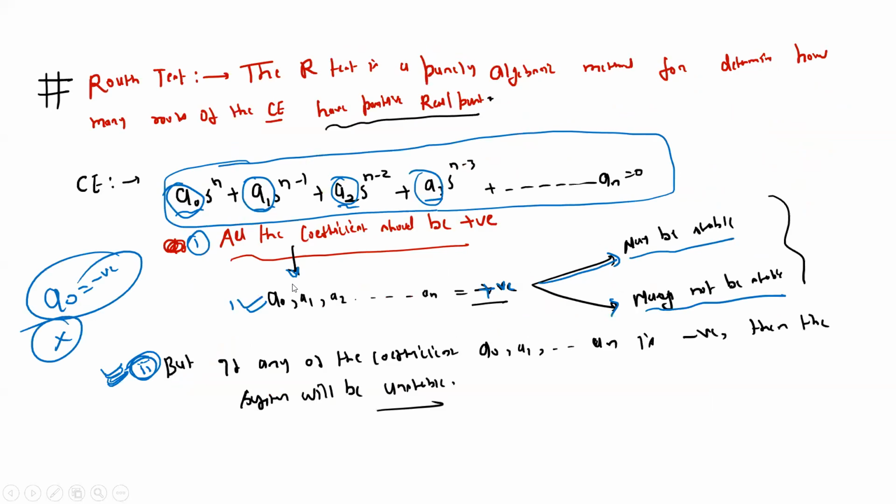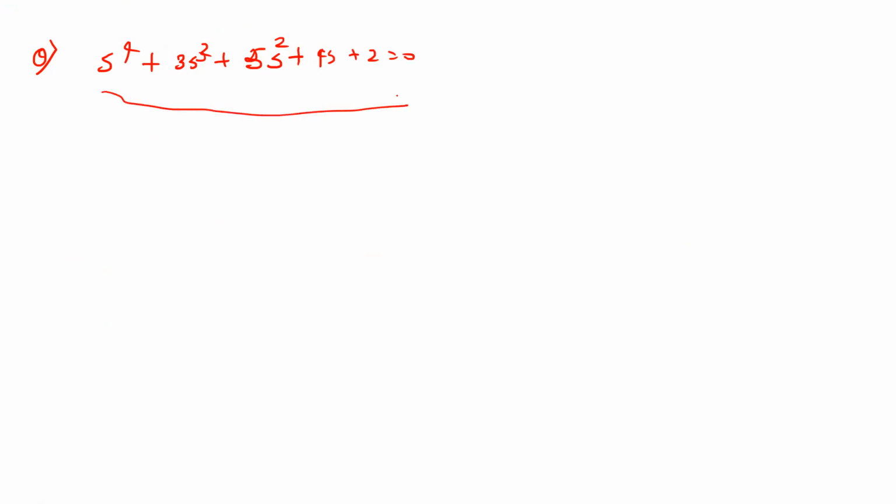Now today, let's try to form the Routh array first, and after that we'll move forward to some new problems. Let's say there is a problem: s^4 + 3s^3 + 5s^2 + 4s + 2 = 0. This is your characteristic equation. Now how can I make the Routh array?